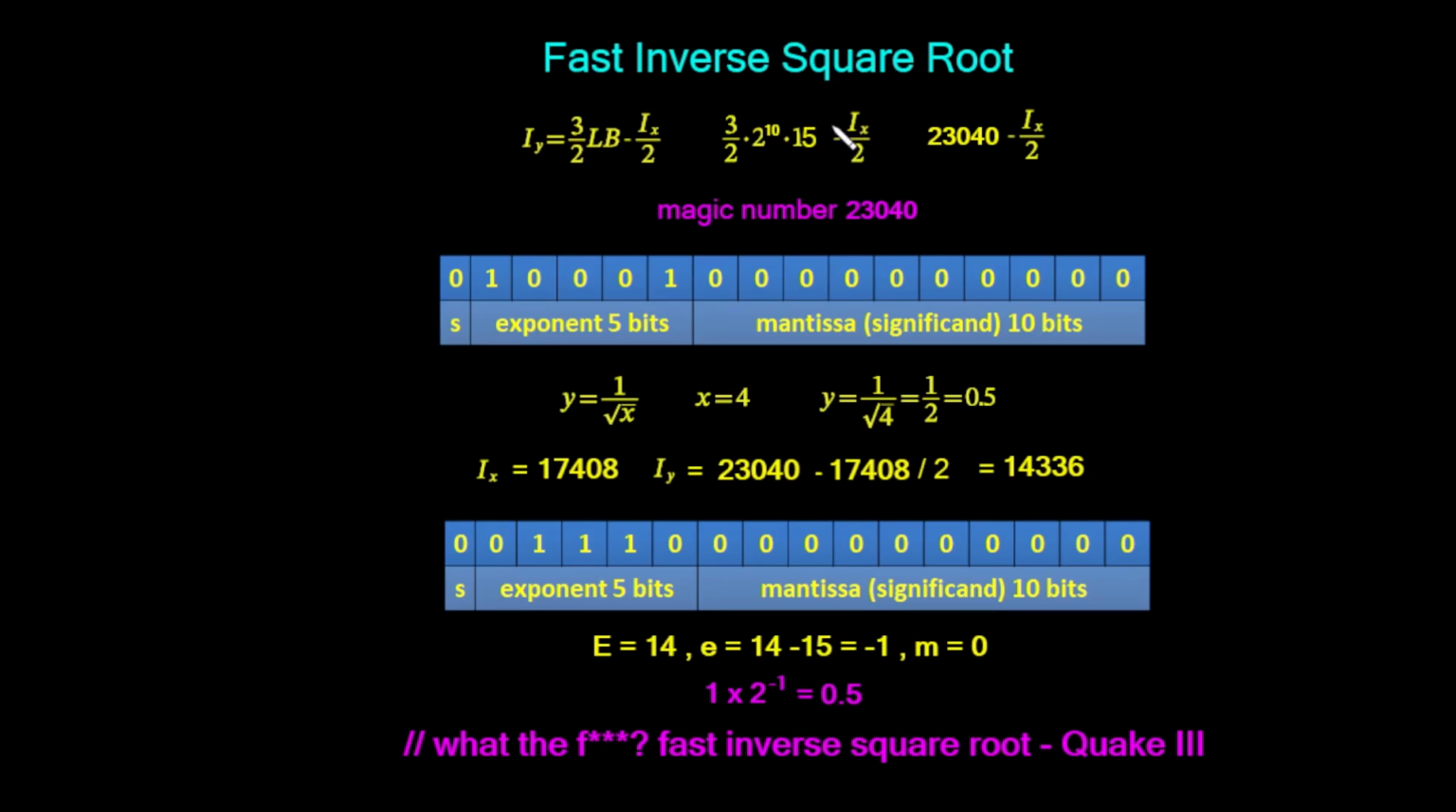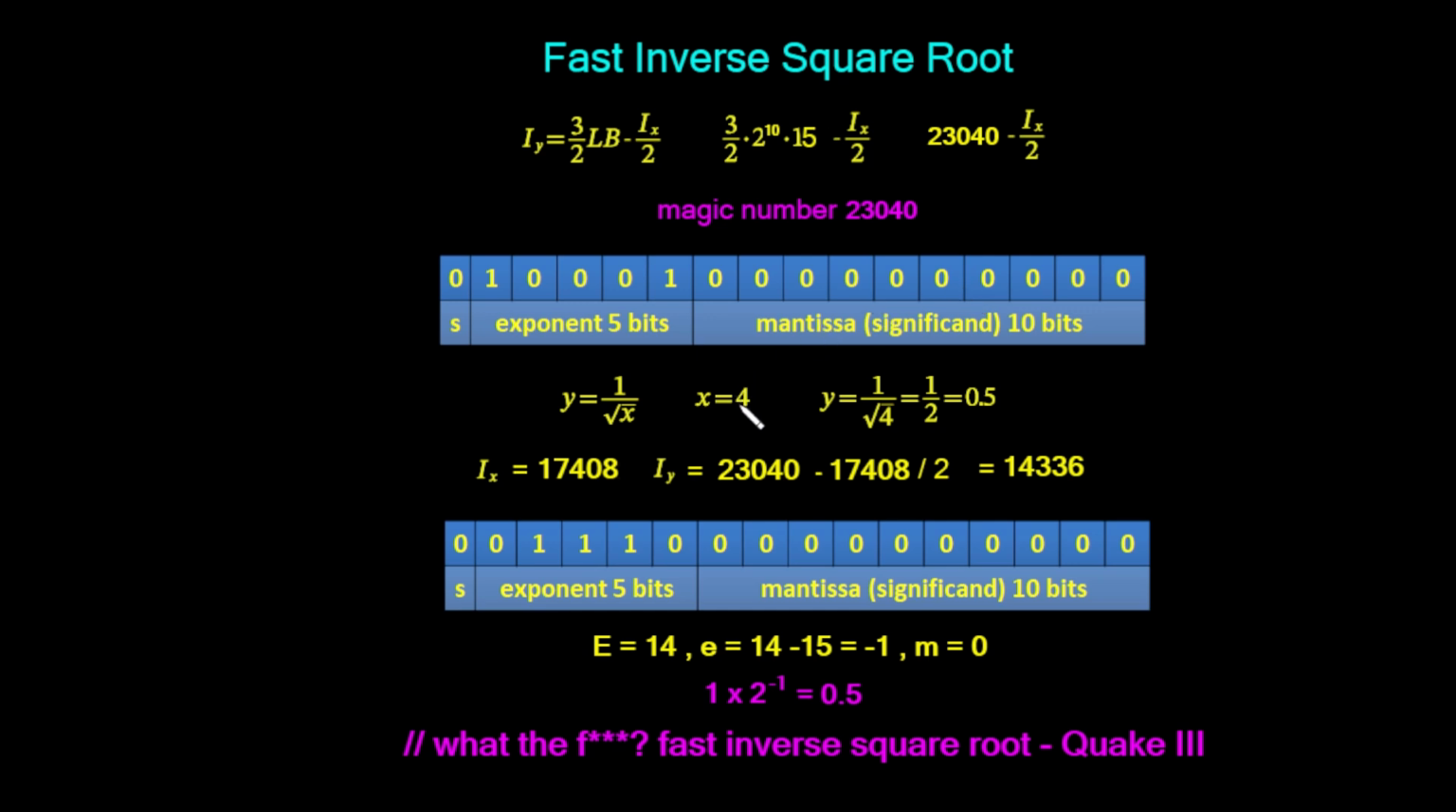So what are these numbers ix and iy? Well, they're not the numbers 4 and 0.5, but they are related to those numbers. What we do is take the value that we're trying to find the reciprocal square root of, and write it in our 16-bit floating point representation. So this here is the 16-bit floating point representation of the number 4.